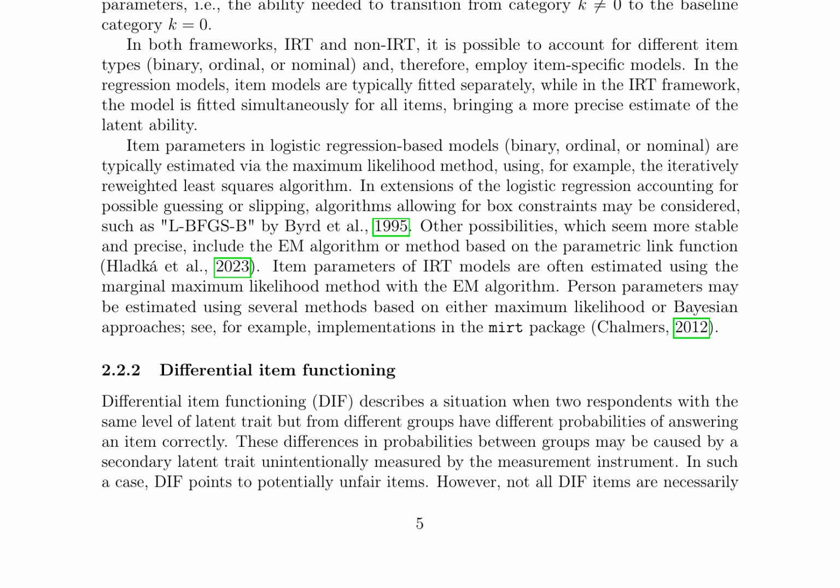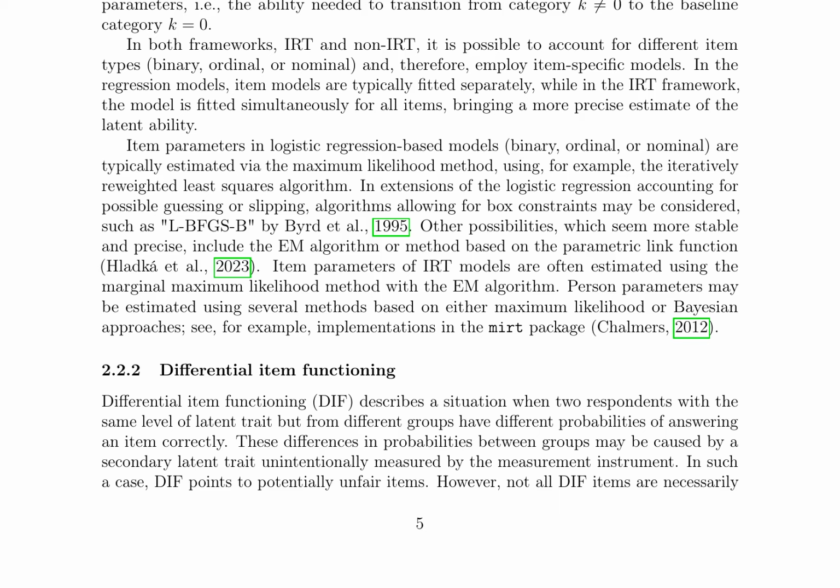Item parameters in logistic regression-based models are typically estimated via the maximum likelihood method. IRT models, on the other hand, can also be used to describe item functioning. These models are often fitted simultaneously for all items, providing a more precise estimate of the latent ability. IRT models can also be used for DIF detection, where item parameters are estimated separately for two groups and then scaled. DIF detection is crucial as it helps identify potentially unfair items.